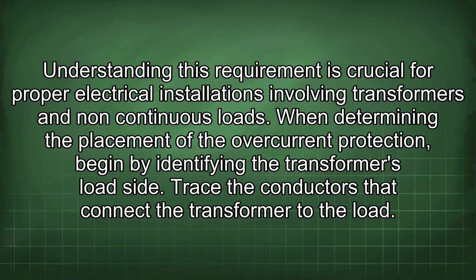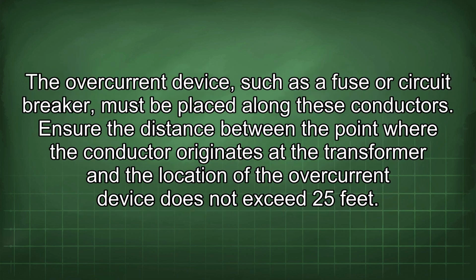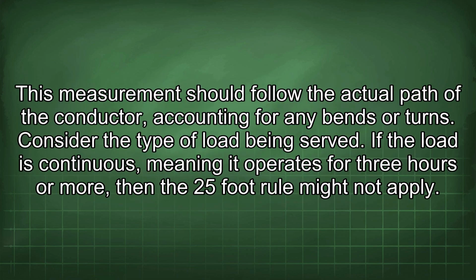When determining the placement of the overcurrent protection, begin by identifying the transformer's load side. Trace the conductors that connect the transformer to the load. The overcurrent device, such as a fuse or circuit breaker, must be placed along these conductors. Ensure the distance between the point where the conductor originates at the transformer and the location of the overcurrent device does not exceed 25 feet. This measurement should follow the actual path of the conductor, accounting for any bends or turns.